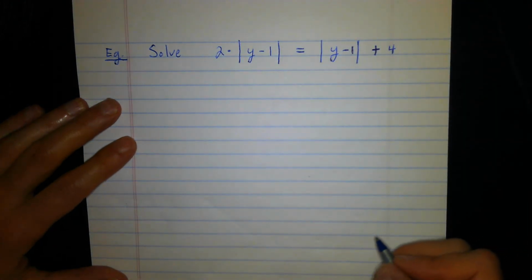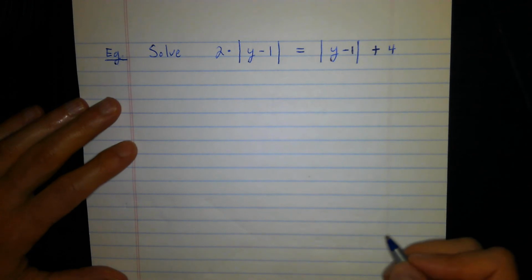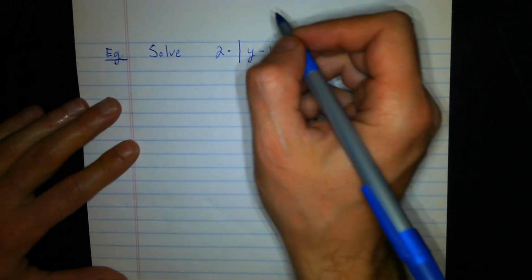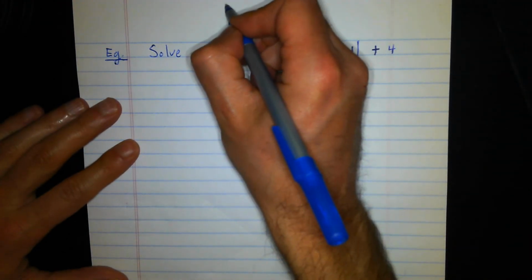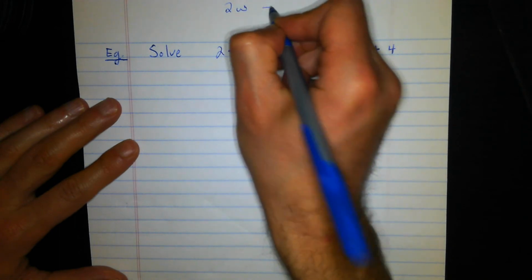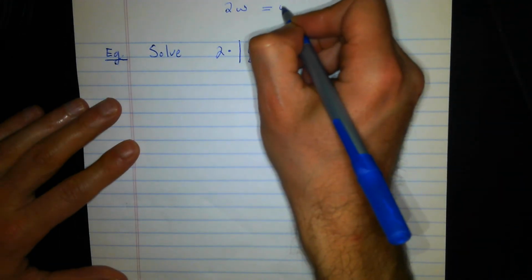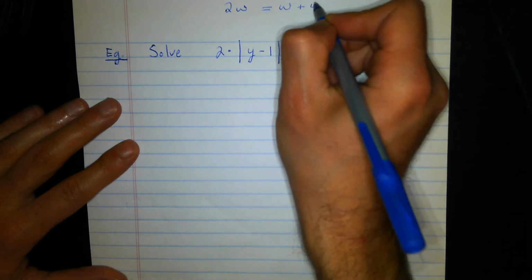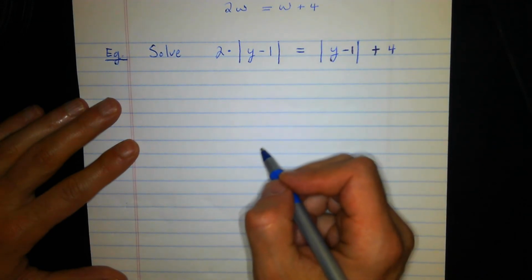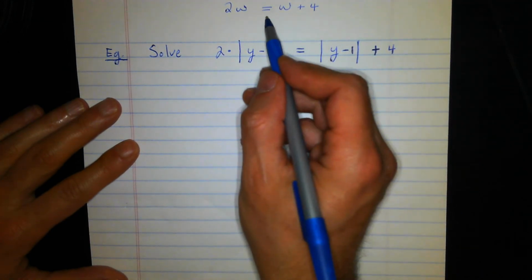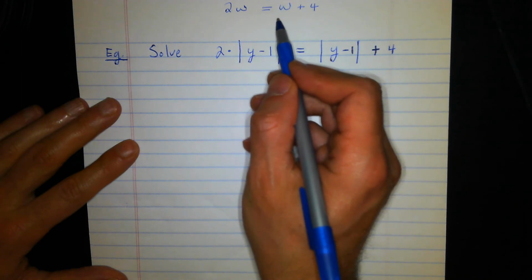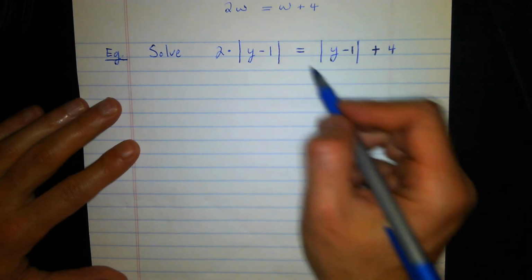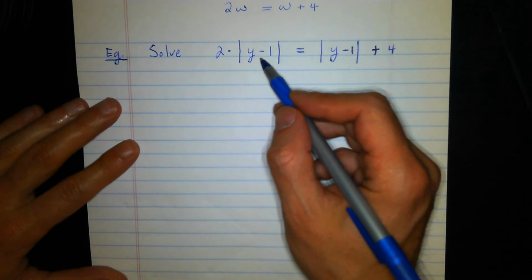Okay, if I try to solve this here, how are you going to isolate the absolute value in this case? Well, if I were just to ask you to solve this equation for w, 2w equals w plus 4, what's the first thing you would do here? Well, you would just subtract w from both sides, okay? So I can just subtract that from that side.